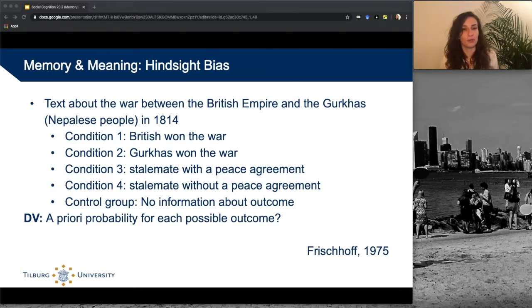Our dependent variable in this experiment: what do participants think is the a priori probability for each possible outcome? So what did they think, how probable was it to begin with that the war would end the way it did?